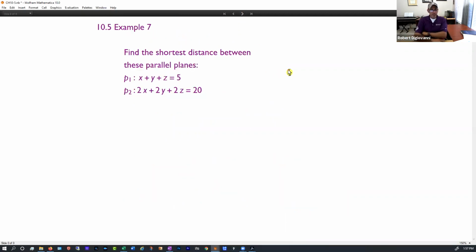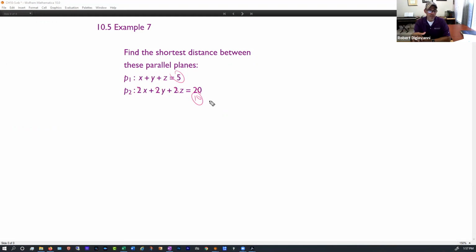So find the shortest distance between these planes. You know what the most common incorrect answer I get on this is? I get two answers for this that are the most common wrong answers. One of them is 15. And all that is someone looked at it and said, oh, 5 and 20, just the difference between those values is how far apart the planes are. That's one thing I see students do. And then another thing I see students do is they divide everything here by 2. And then they say, okay, 10 and 5, so the distance must be 5. And both those answers are completely incorrect.